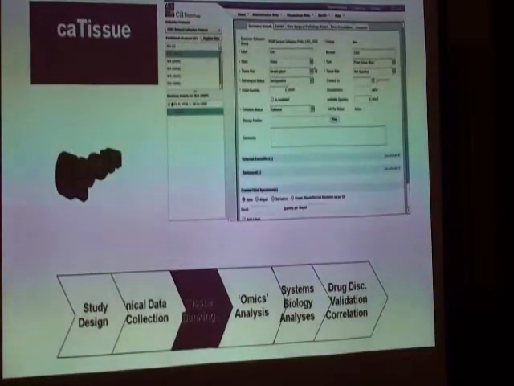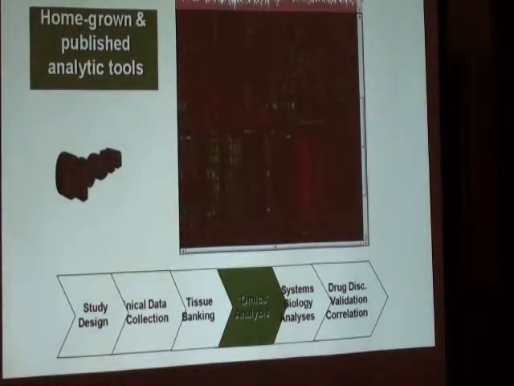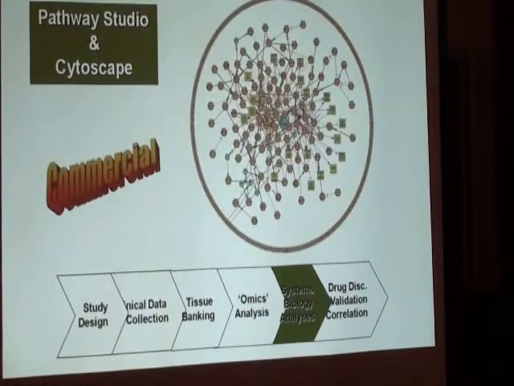caTissue, it's a caBIG tool that was one of the products that we installed throughout our cancer center for tracking over 4,000 biospecimens that have been collected in the past few years for cancer research. A lot of the omics tools, some of them are built by MIT, where there are gaps, like I said, in the area of metabolomics. We develop our own tools.